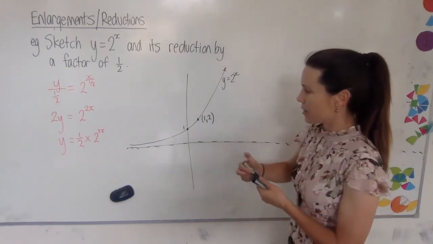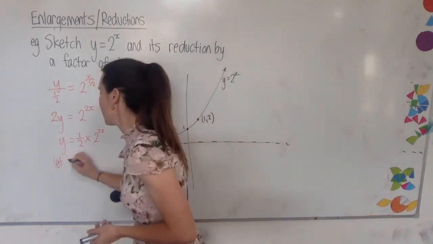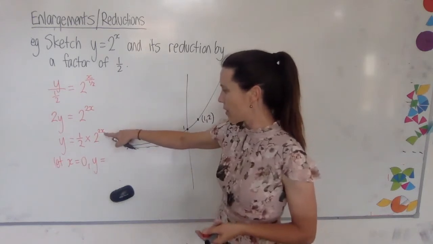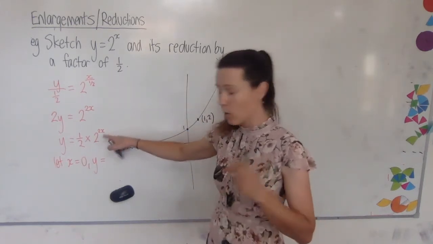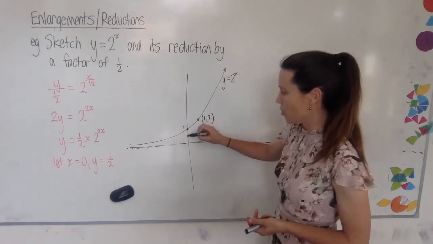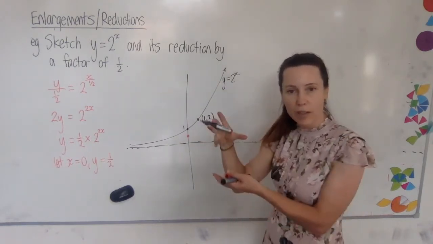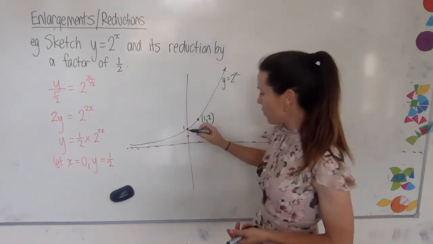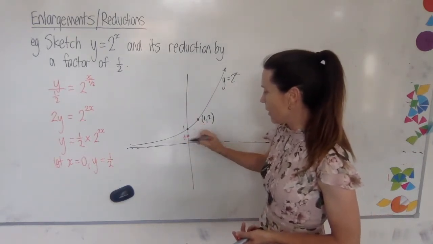So starting with a nice simple one, let's let x equal 0. What will y be? Well, if x equals 0, we've got 2 to the power of 0, which is 1. Y will equal a half. And that makes heaps of sense just performing this with logic. This point is going to get closer to the x-axis, and the factor of a half means instead of 1, it's going to be half.